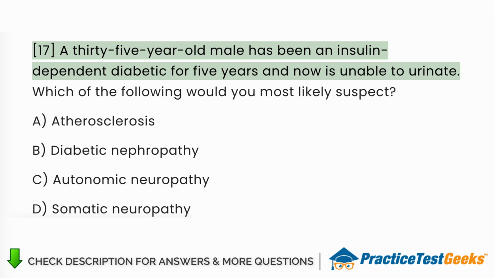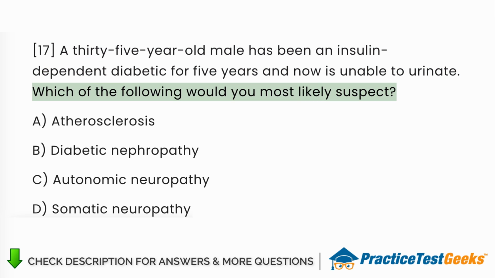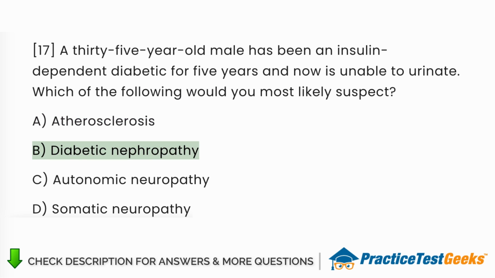A 35-year-old male has been an insulin-dependent diabetic for 5 years and now is unable to urinate. Which of the following would you most likely suspect? A. Atherosclerosis. B. Diabetic nephropathy. C. Autonomic neuropathy. D. Somatic neuropathy.